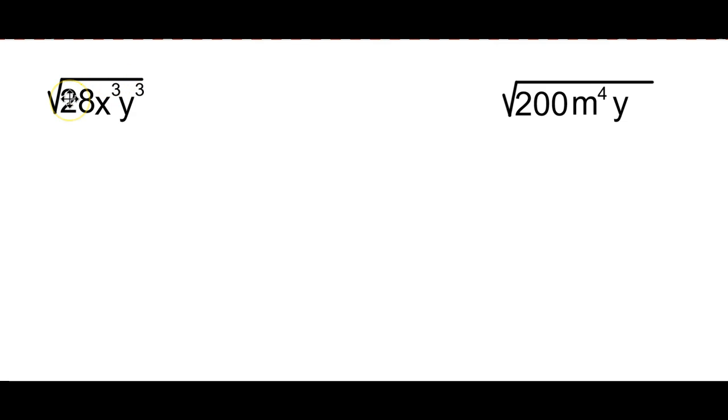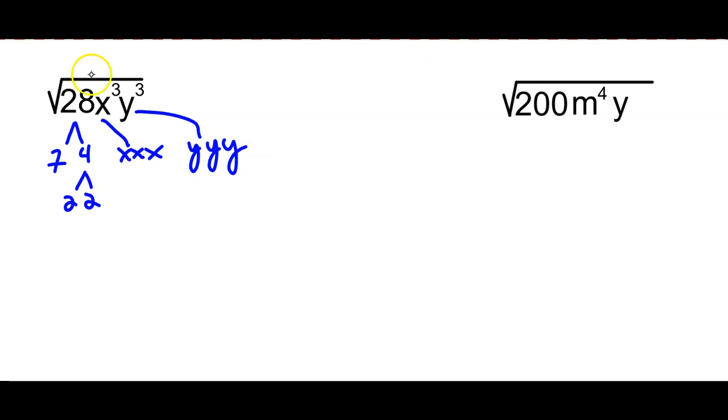So when you have numbers or coefficients mixed in with the variables, just take each one separately here. We've got 28, and we're going to factor it into 7 times 4, and 4 factors to 2 times 2. You have x cubed, which factors into x, x, x. You have y cubed, which factors into y, y, y. Since we're taking the square root, we're going to find pairs.